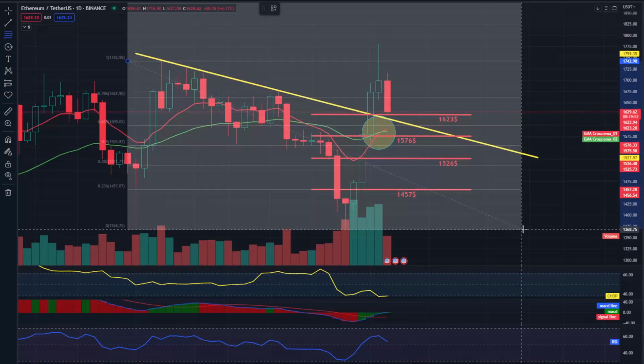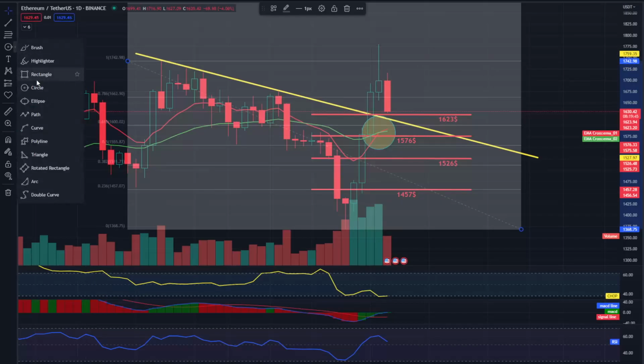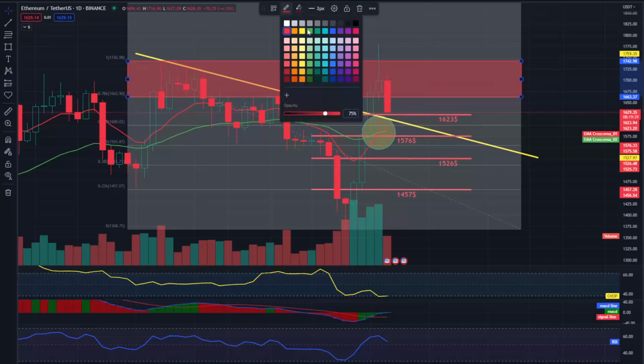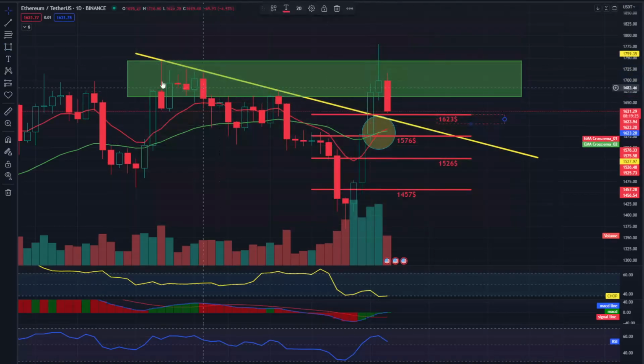But here you can see that the price must break the strong resistance zone from $1,664 to $1,743. Only when the price breaks out of this zone and then tests it positively, we will be able to observe further increases.